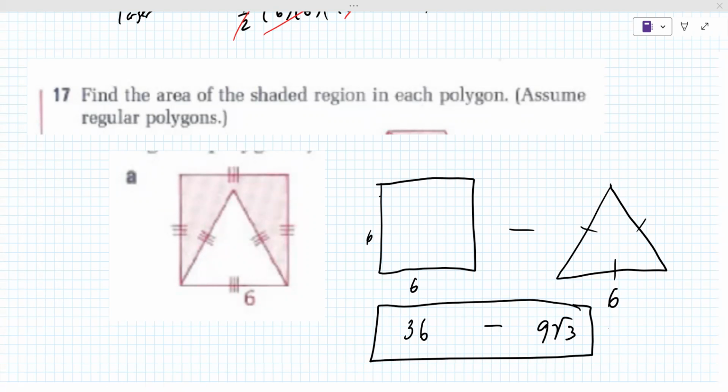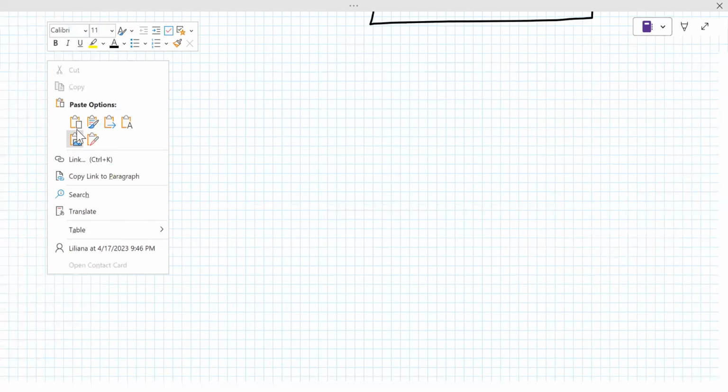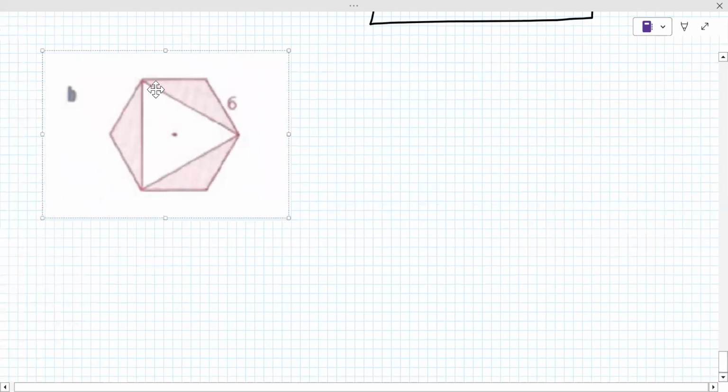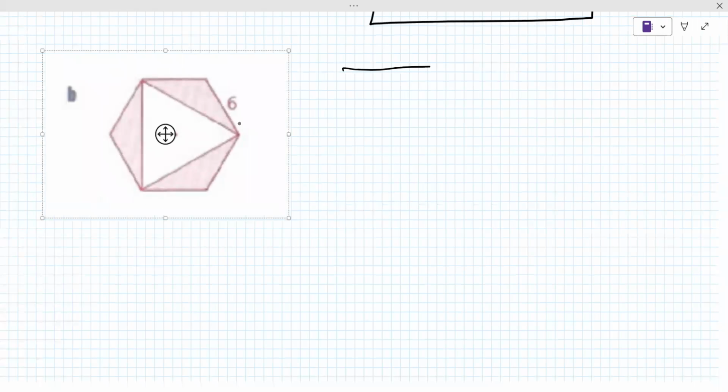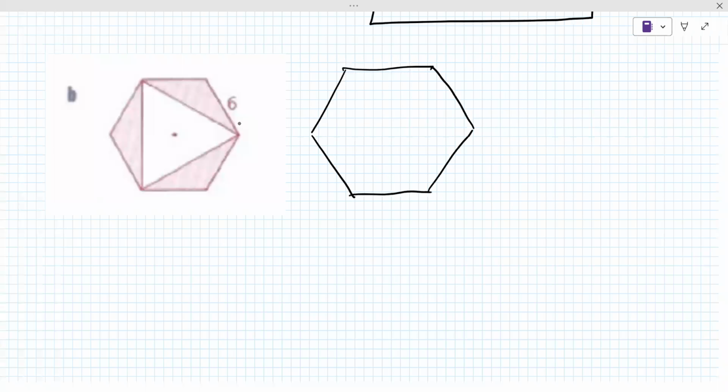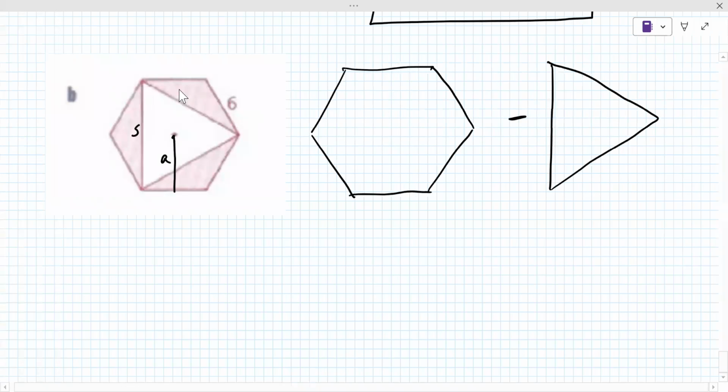part B here. All right, so we got a hexagon. We got a hexagon subtracting out some sort of a triangle. So the triangle appears to be an equilateral triangle. We just got to find its side length, okay? And notice its side length is relative to the apothem. So if you can find the apothem, you can find the side length here.